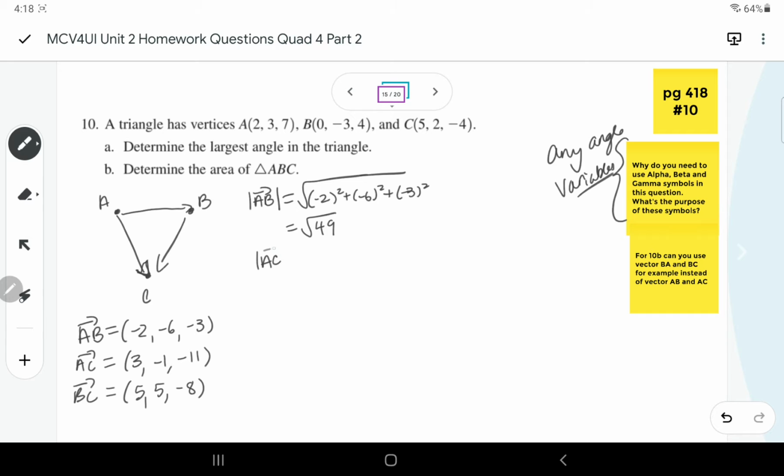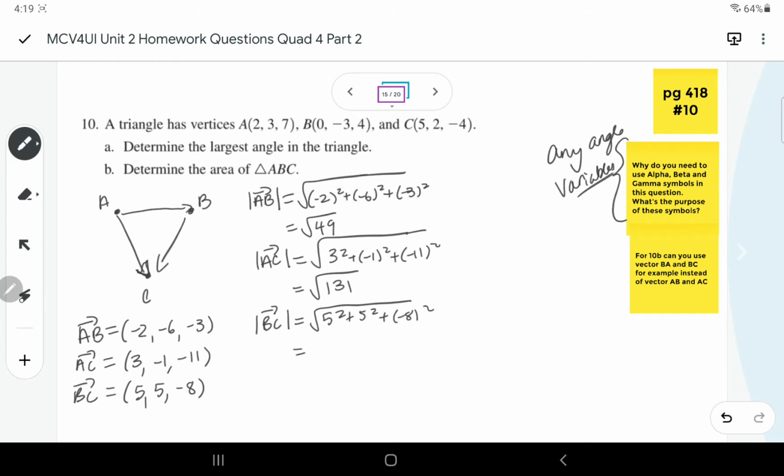So then the magnitude of AC will be the square root of 3 squared plus -1 squared plus -11 squared. And that will be the square root of 131. And then the magnitude of BC is going to be the square root of 5 squared plus 5 squared plus negative 8 squared.